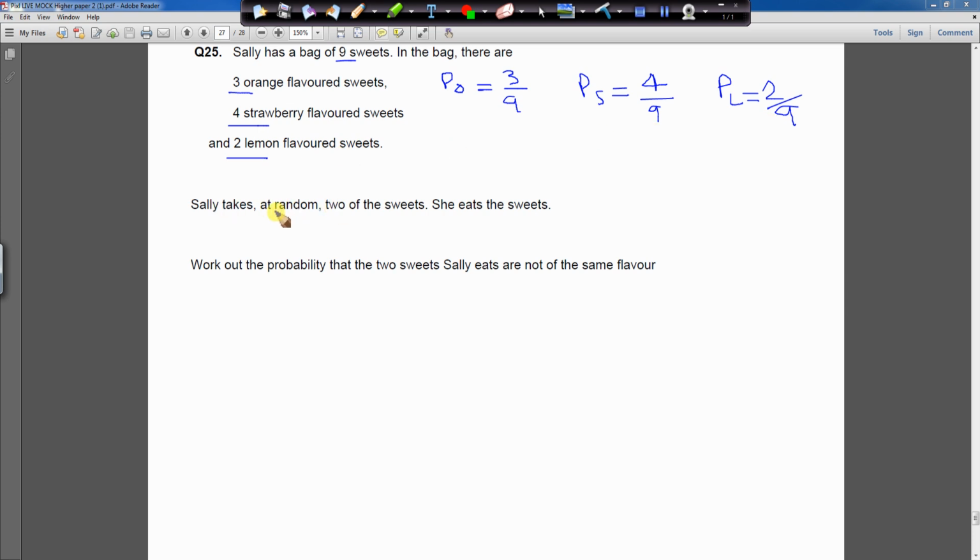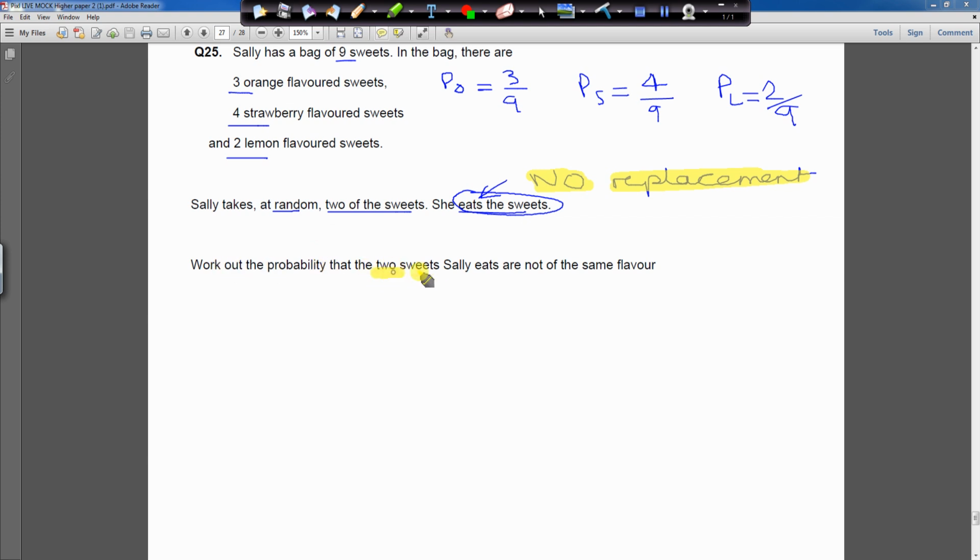Okay. Sally takes a random 2 of the sweets and she eats them. This is a key word in this question. The word eats indicates here that there is no replacement. So she doesn't put the sweets back in. Obviously, if you eat something, it's not going back in the bag, it's going into your belly. Okay, so that is important. There's no replacement. Very important.